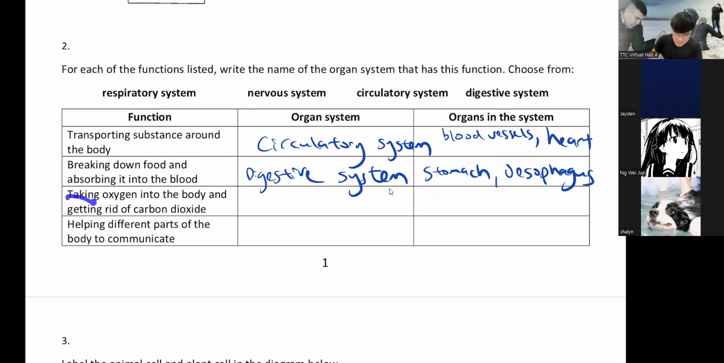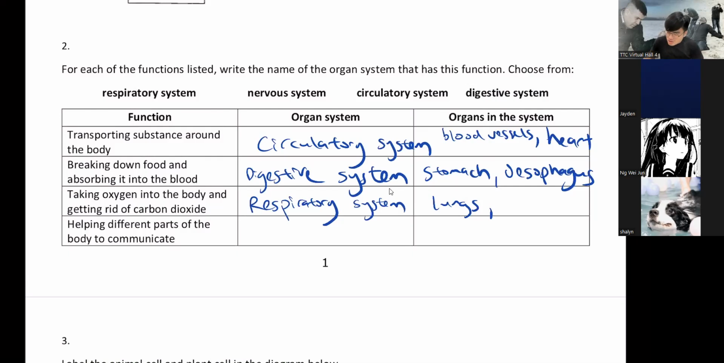So next, take oxygen into the body and carry out your carbon dioxide. So that is your lungs, right? This is your respiratory system. So what is in here? You have your lungs. What else do you have? I think lungs are the only one.